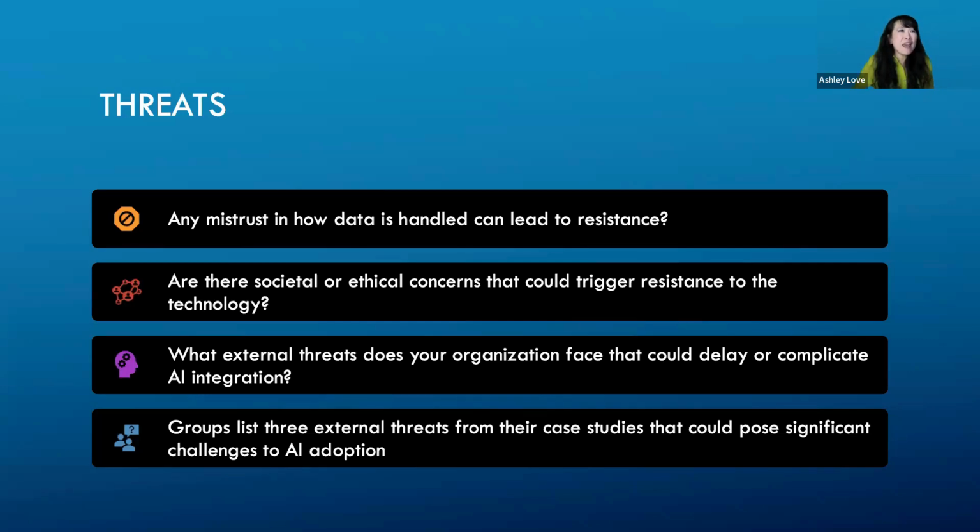Are there any societal or ethical considerations that can trigger resistance to technology? One of the big concerns, especially for health data, is once the big companies, especially insurance companies, have this data, are they going to create predictive models that give you risk factors? Just because you have a history of heart disease, obesity, diabetes, etc., are they going to increase your premium because your likelihood of using insurance is a lot higher than someone without this history? So there are some ethical concerns.